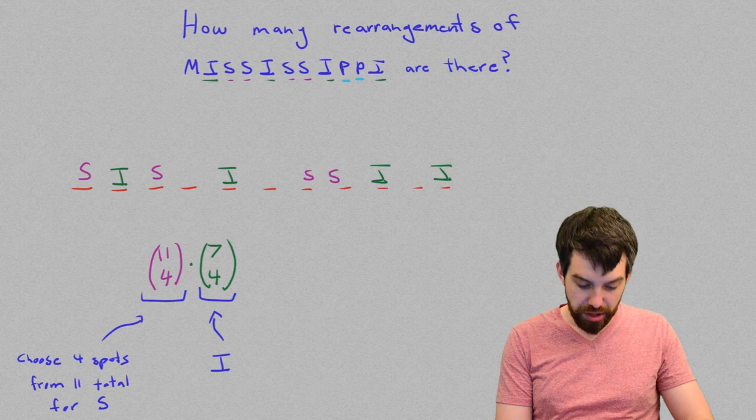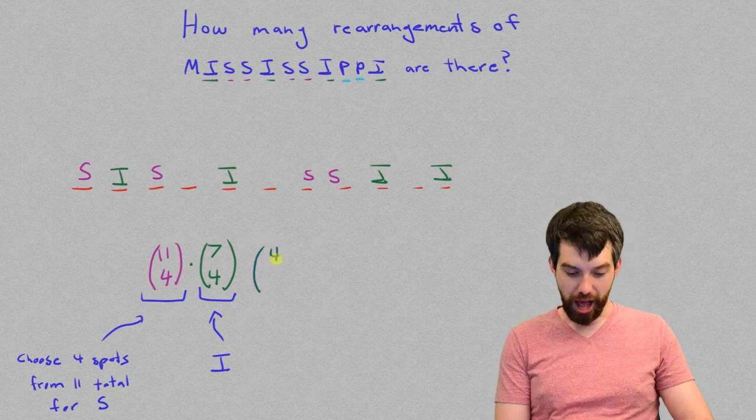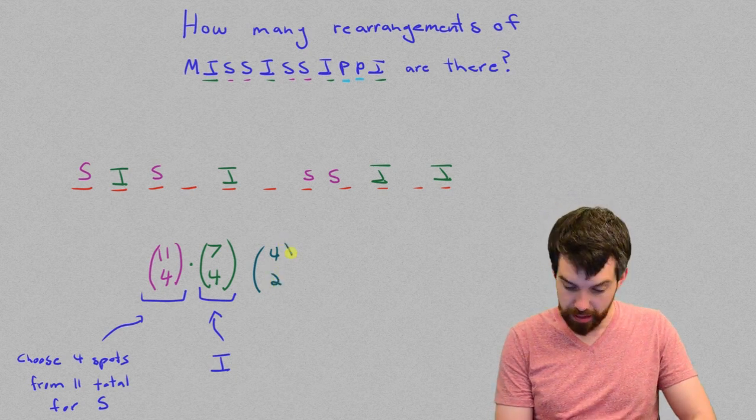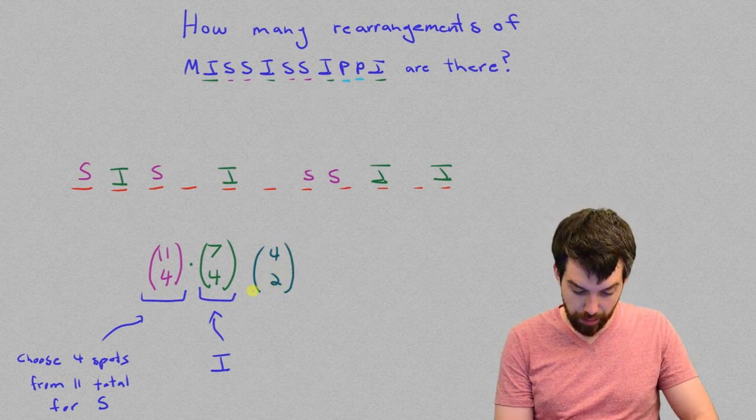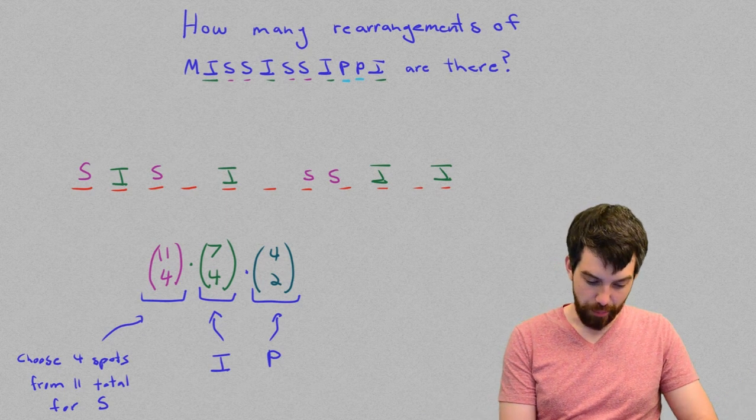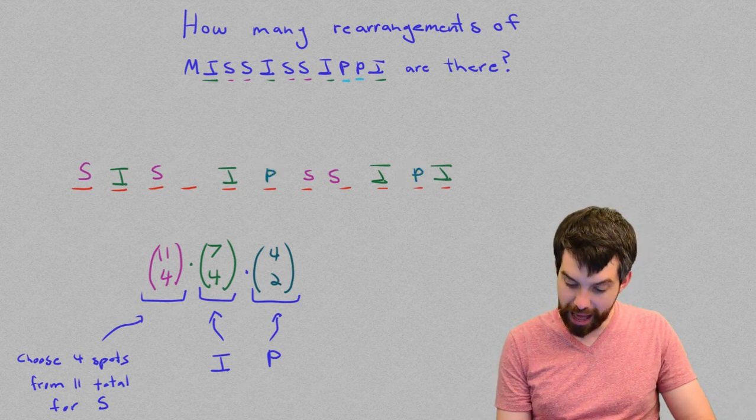So what I'm going to do is, from those 4 remaining spots, choose... now there's only 2 P's, so I'm choosing 2 from that. This multiplication here is going to be representing how I put my P's in. And again, I can make up where I actually choose to put them, how I put my P there and my P there, it doesn't really matter.